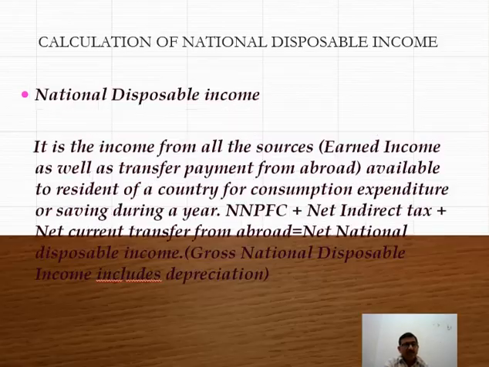Now the next concept is the calculation of national disposable income. To calculate the national disposable income, you must first of all find NNP at factor cost, add net indirect taxes, and add net current transfers from abroad. Then net national disposable income will be available to you.